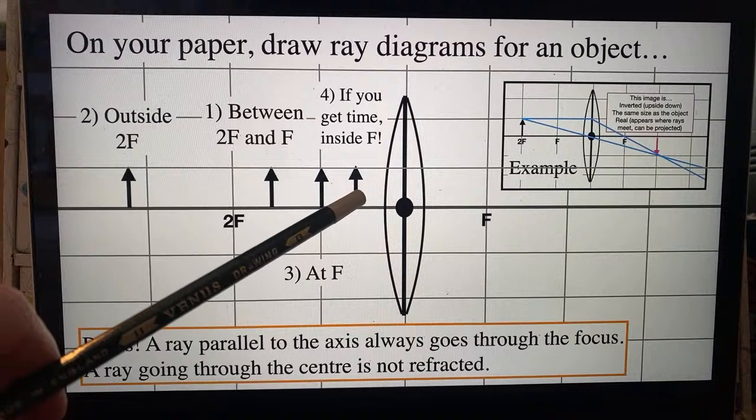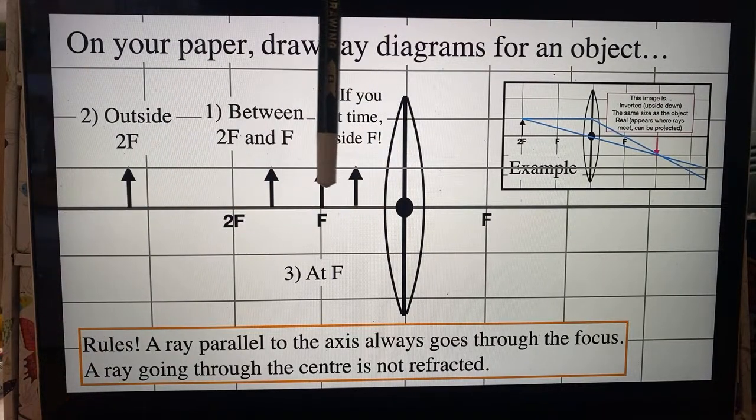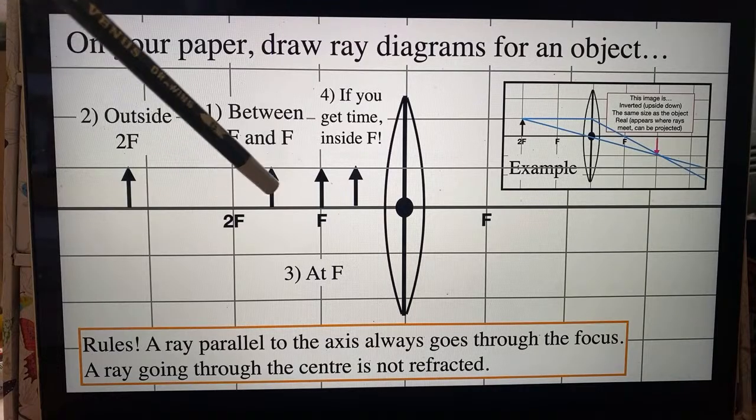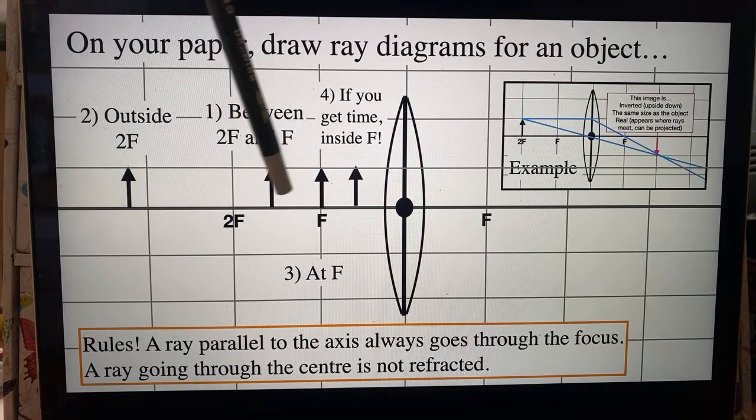If you put an object different distances away from this lens, then you get images appearing in different places. So what we're doing now is, this little arrow pointing upwards is the object. I want you to draw a little object which is between 2F and F first of all. So draw this arrow between 2F and F.